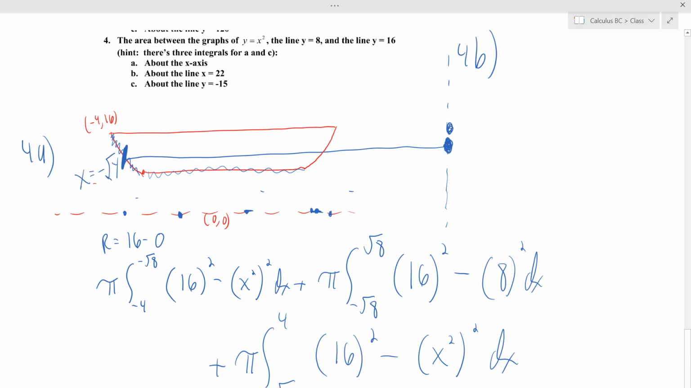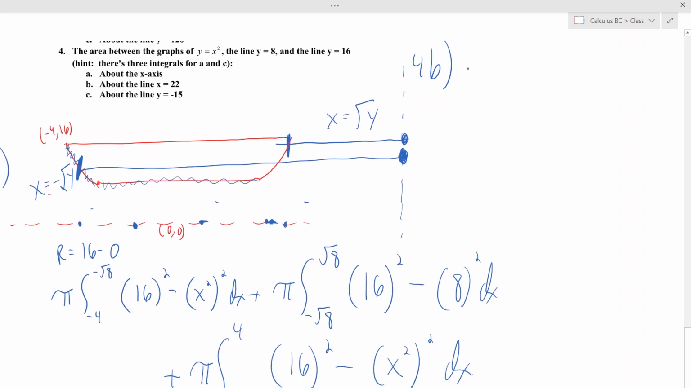When you draw your little r, pencil on the axis, the first time you hit your shape right there, that's always going to be x equals positive √y. So rotating this is actually relatively simple compared to 4a. It's going to be pi times the integral.